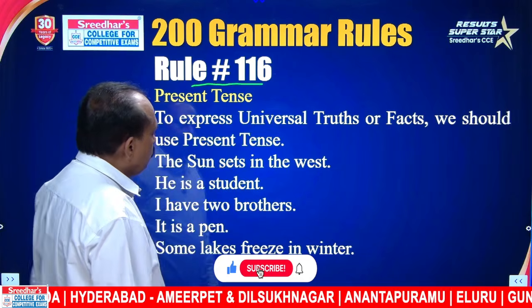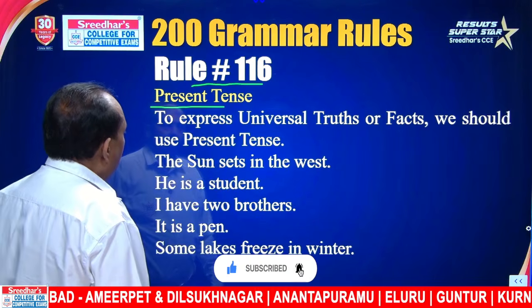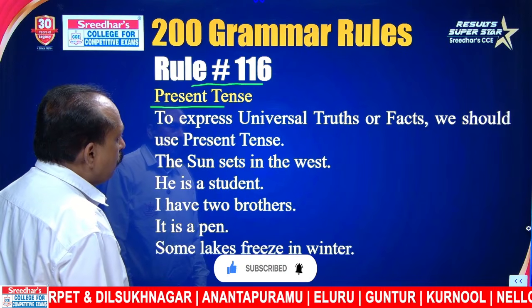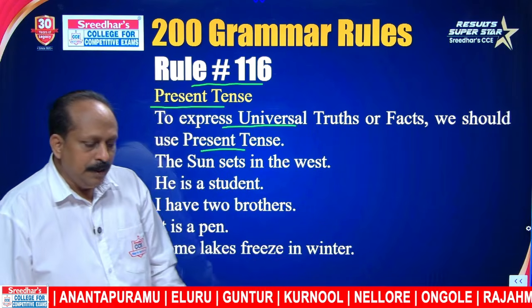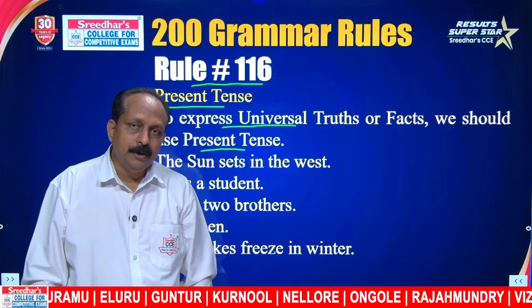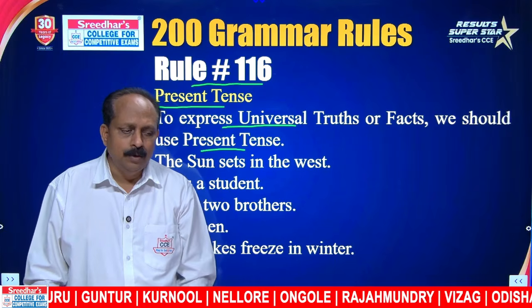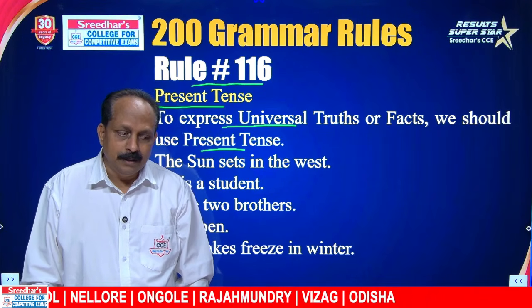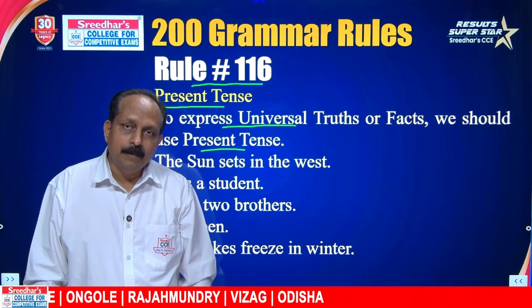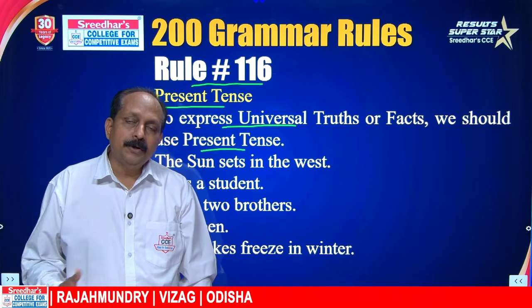Coming to the next rule, rule number 116 goes with present tense. To express universal truths or facts, we should use present tense. Any universal truth or fact, we should use present tense. In a way, that is a rule. Many exams have given "The sun rose in the east every morning." That is wrong. Because it's a fact, a universal truth, we should use present tense.